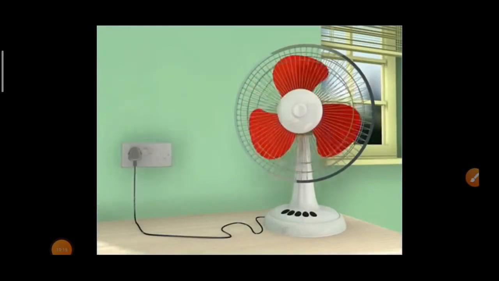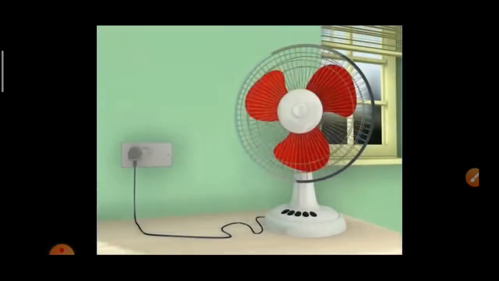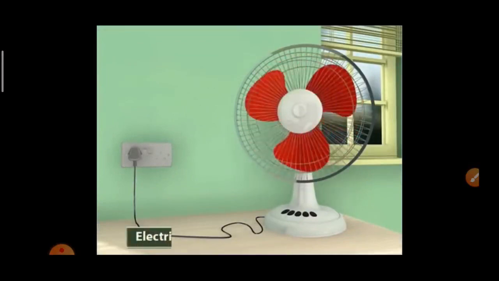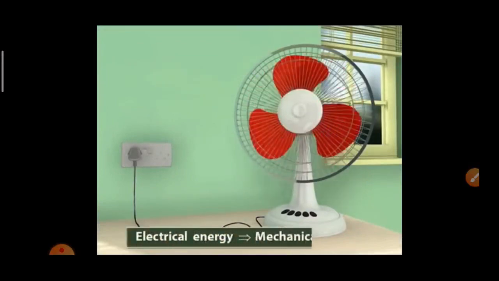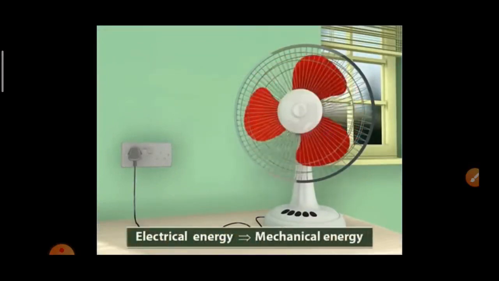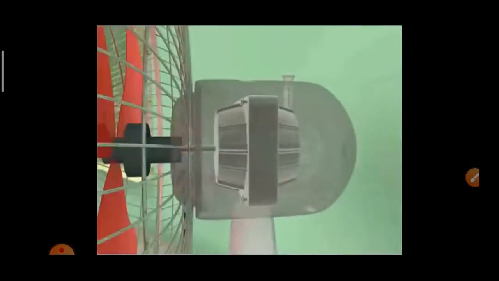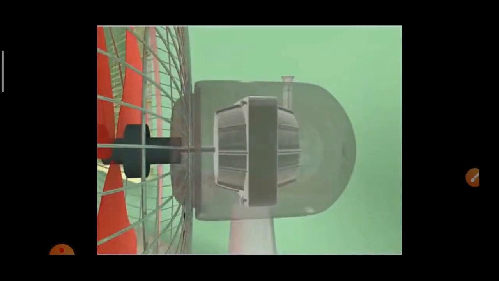Electric motor is used in fans. As you can see, as you turn on the switch, the fan starts rotating. Because there is a motor inside the electric fan, electric energy is changed into mechanical energy. This is a motor placed inside this fan, an electric motor.